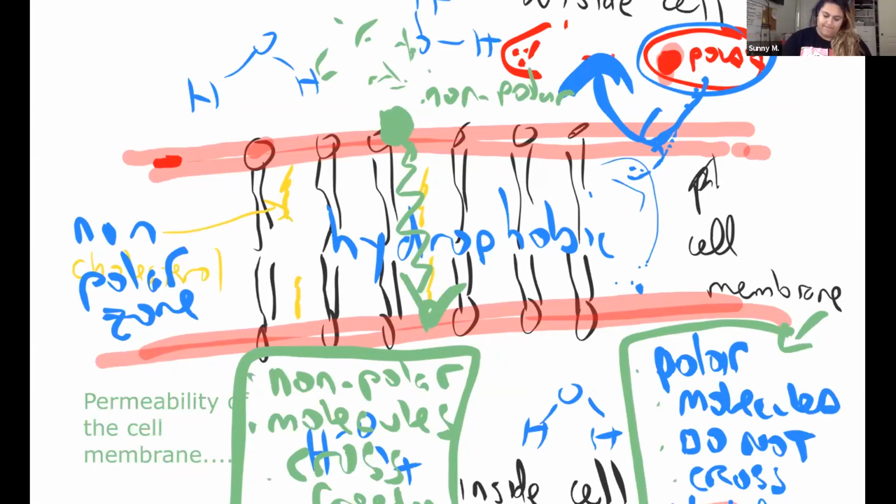And nonpolar molecules will cross freely, though. They don't need any help. If they get up to the membrane, they can just easily end up drifting to the other side.